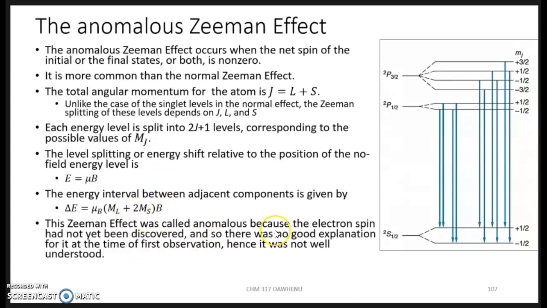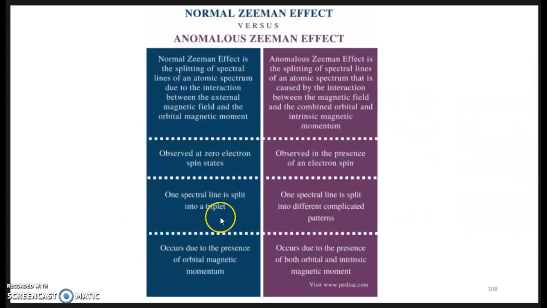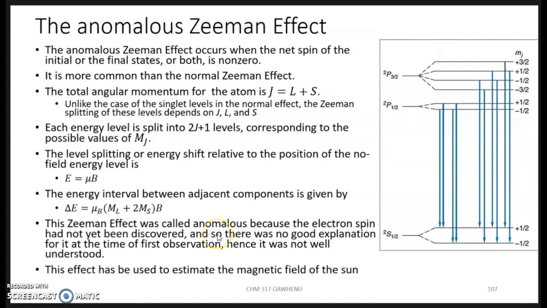The normal Zeeman effect was called anomalous because the electron spin had not yet been discovered, and so there was no good explanation. So it is not because it is abnormal or not normal, but because at that point of its observation there was no good understanding of it. This effect has actually been used to estimate the magnetic field of the sun.